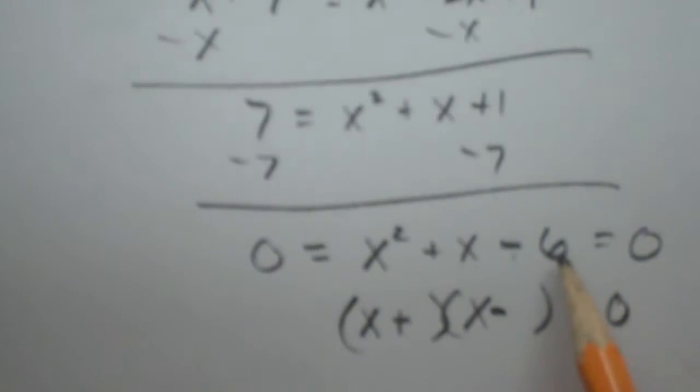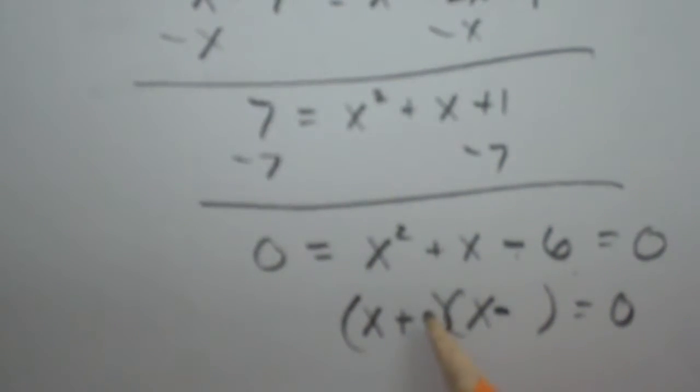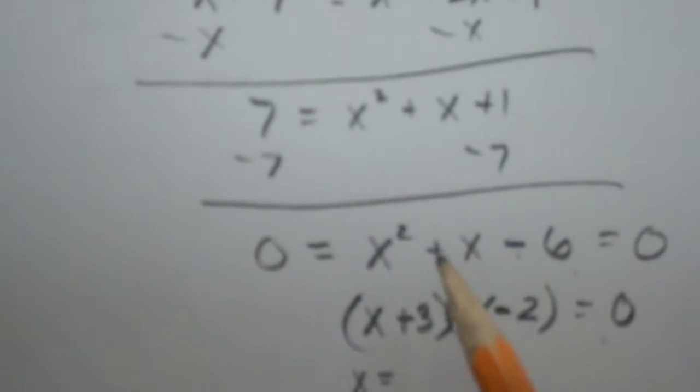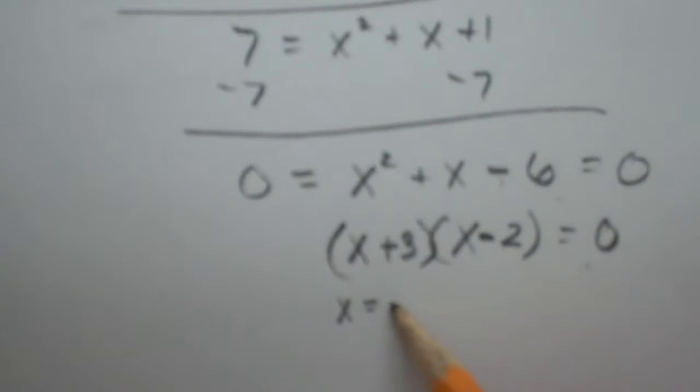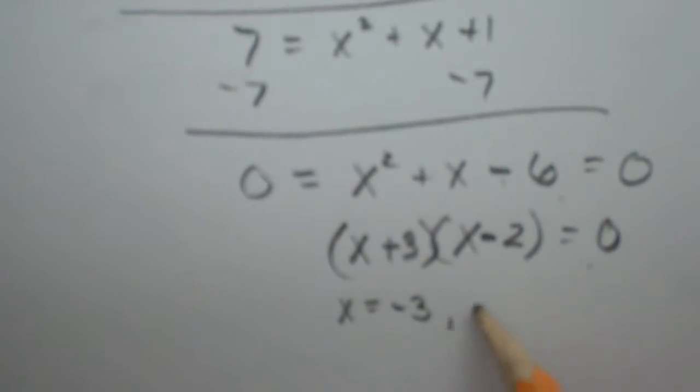What are two numbers that will multiply together to be a 6 but have a difference of only 1? Well, I think a good choice for that would be a positive 3 and a negative 2. I chose the positive 3 since I want to have a positive value in the middle. This is showing us two possible answers. If x plus 3 is equal to 0, that means one possibility is that x equals negative 3. And if x minus 2 is equal to 0, then one possibility is that x equals 2.